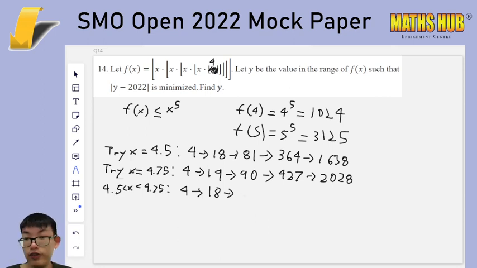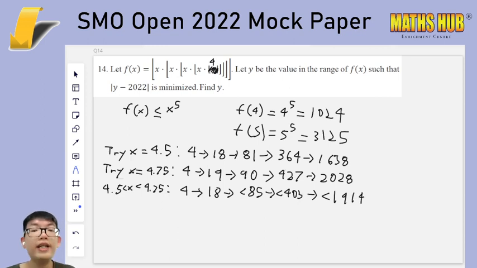And I'll just give you the upper bound values. So at most 85, and then at most 403. And then this is going to be something less than 2000. Specifically less than 1914, but you get the idea, it's pretty far away.